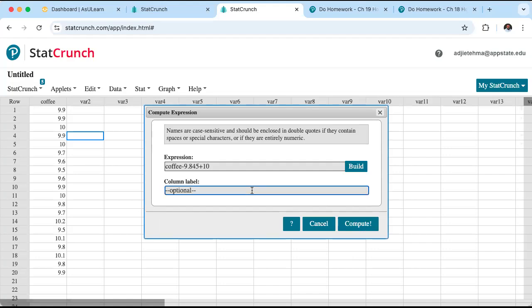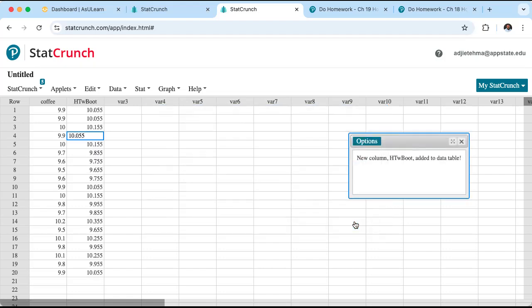Then let's label this one. Let's come to the column label and name it hypothesis testing with bootstrapping. You can name it any way you want, but I try to name it this way. Your expression would also show here. And then we hit compute, and it gives us those values here.